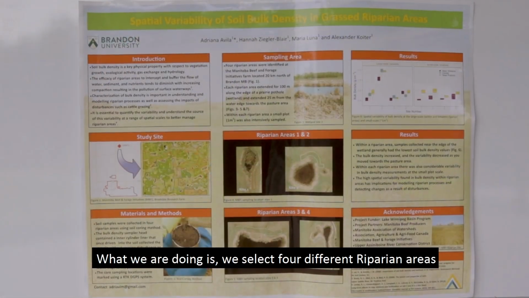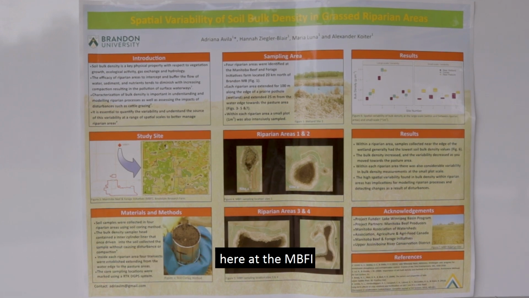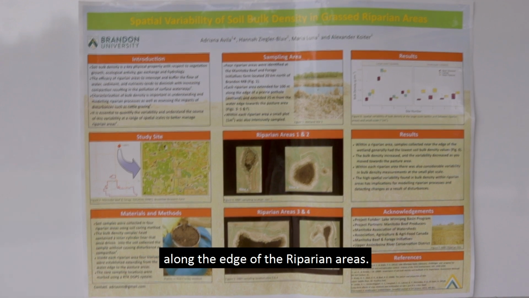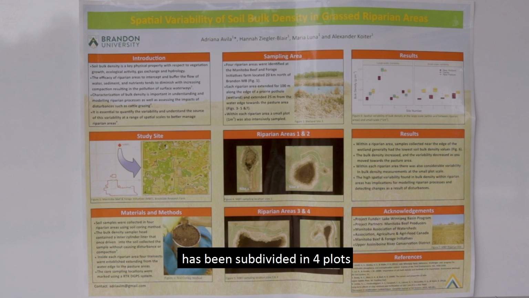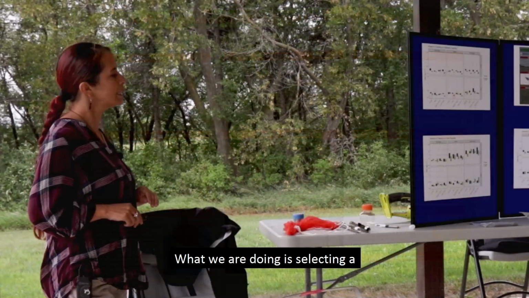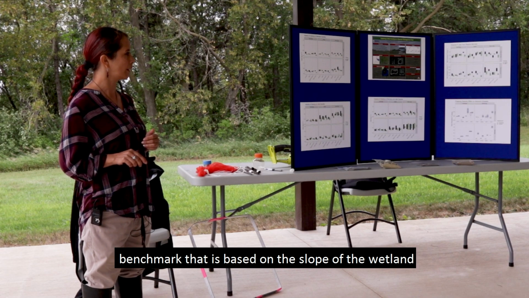What we are doing is selecting 4 different riparian areas here at the MBFI. At each site, each wetland, we have a riparian zone that extends 100 meters along the edge of the riparian area. This extended riparian area has been subdivided into 4 plots, and each plot will have a different treatment.